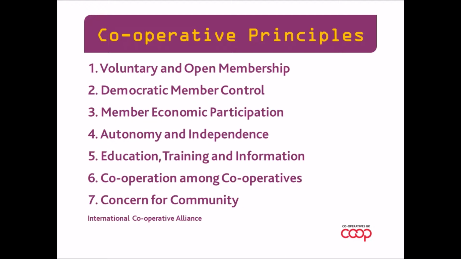That might be to the members themselves, but to the wider community in which the cooperative operates. Principle 6 is about cooperation amongst cooperatives. Cooperatives look to trade with other co-ops and find opportunities to expand the cooperative economy. And number 7 is concern for community.